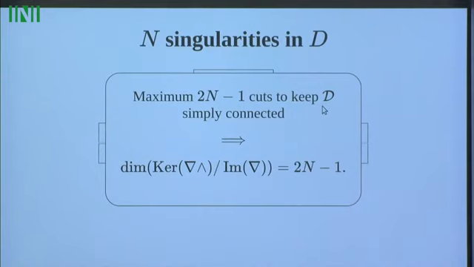And doing so, you can compute the dimension of the kernel of the rotational operator modulo the image of the gradient operator, and it's exactly this number, so it's 2n minus 1. So now if you have a field that is irrotational, we are going to add some kind of singular functions to it.